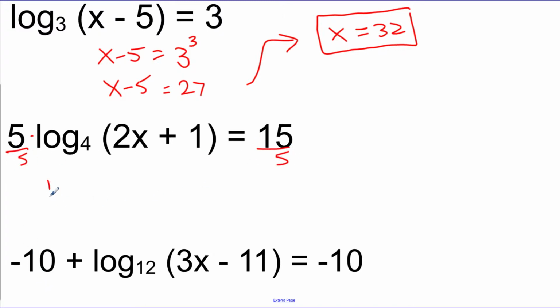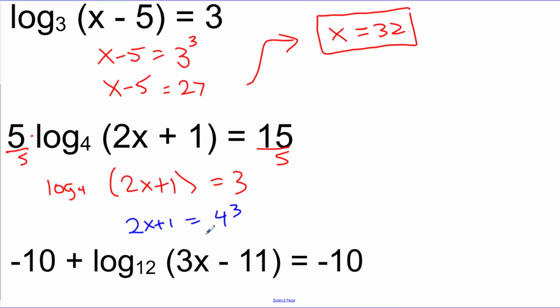And then I'm going to say this is now just the log base 4 of 2x plus 1, and now it equals 3. Okay, so now this really looks like the one right above it, and I can do a conversion, 4 to the 3rd power, right? So 2x plus 1 would be equal to 4 to the 3rd power. Well, 4 to the 3rd power is 4 times 4 times 4, which is 64, right? So I'm going to bring this up here, and we're going to say that 2x plus 1 has to be equal to 64. That means that 2x has to be equal to 63.